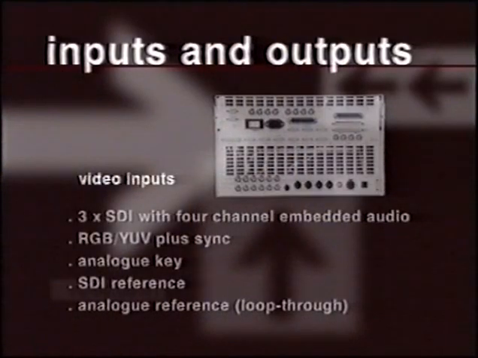It is important that we spend some time looking at the input and output connections on the rear panel of the Editbox mainframe. Starting off with video inputs, there are 3 serial digital interface connectors incorporating 4-channel embedded audio, and these are on BNC connections. There is also an RGB, YUV and sync input on BNC connections as well. There is 1 RGB YUV key input on BNC and 1 serial digital interface reference also on a BNC connection. And finally, on the inputs, there is 1 analog reference on BNC which has a loop through.